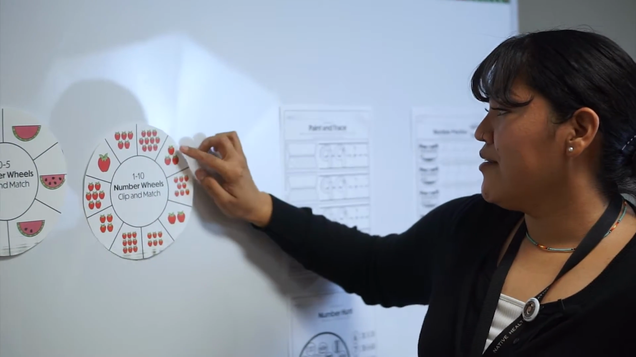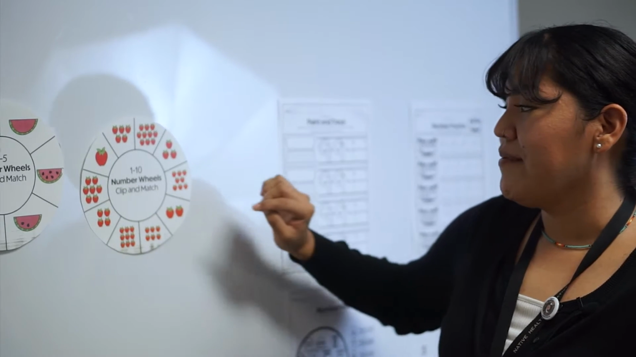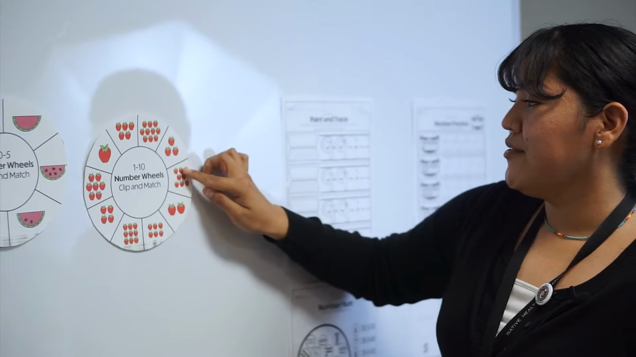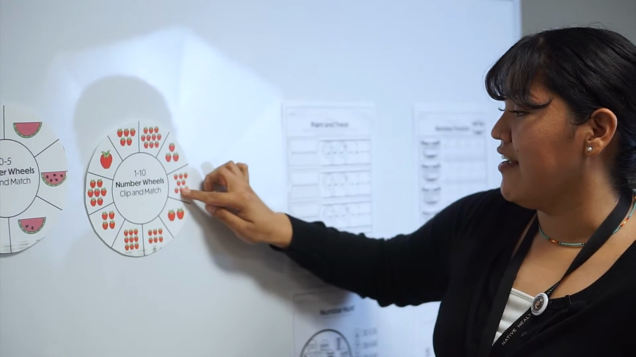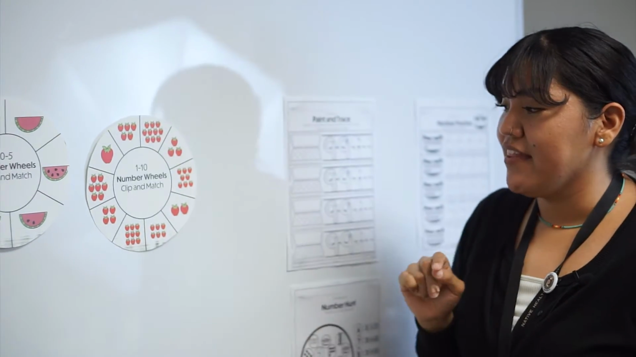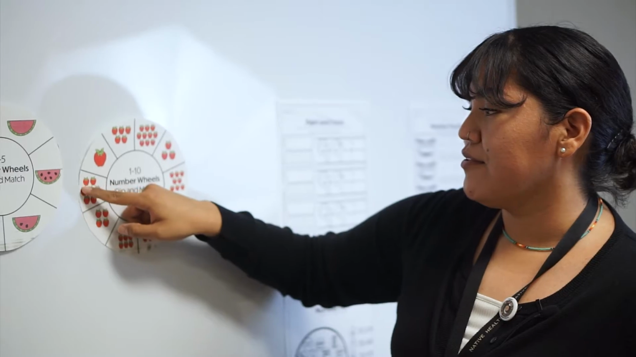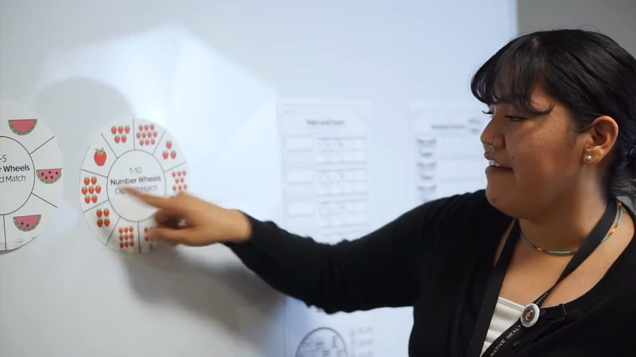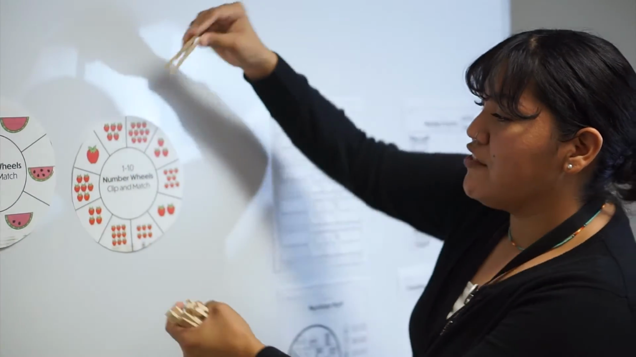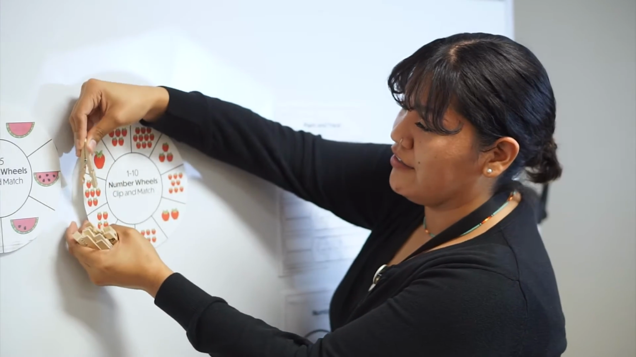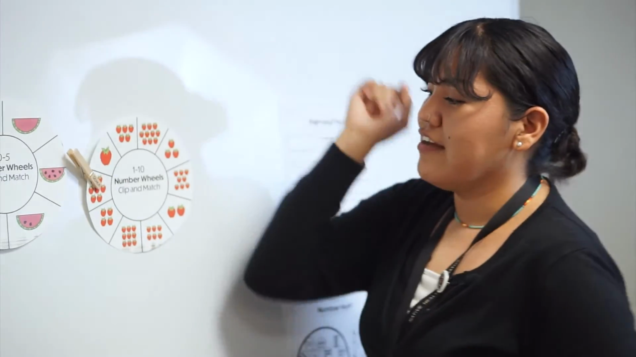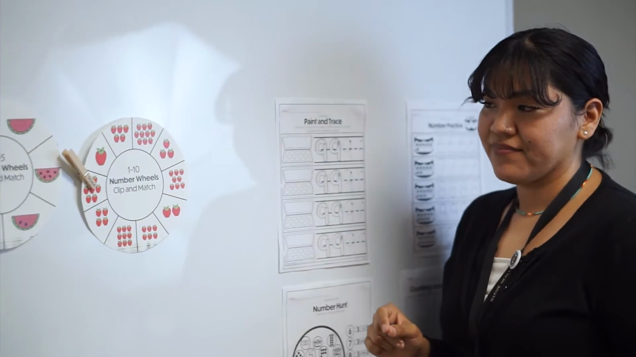Okay, let's go right here. 1, 2, 3. Can't be that one. 1, 2, 3, 4, 5, 6, 7, 8. It can't be that one. Let's go over here, count this one. 1, 2, 3, 4, 5, 6, 7. 7 strawberries. We're going to clip our word 7 onto that column.